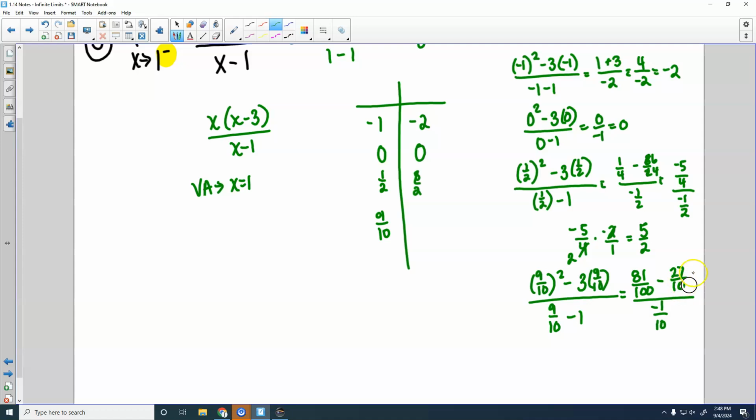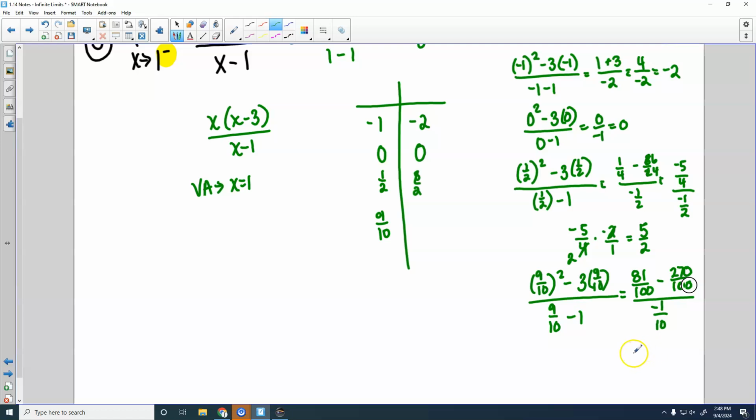Okay, you could go to decimals pretty easily on this if you would rather do decimals, because dividing by 10 is just going to move the decimal place once. Dividing by 100 is going to move the decimal place twice. I still think I'm going to stick with fractions. I got 270 over 100 if I get common denominators there.